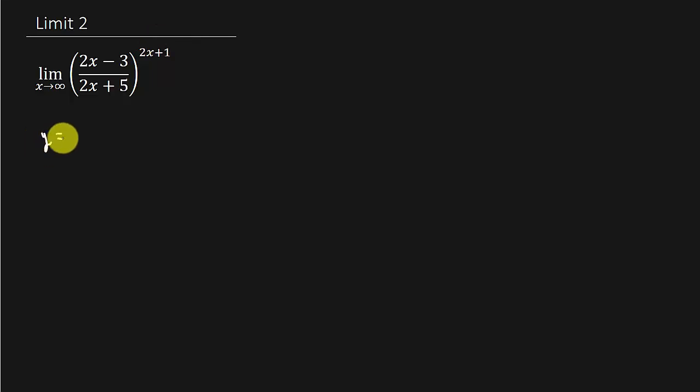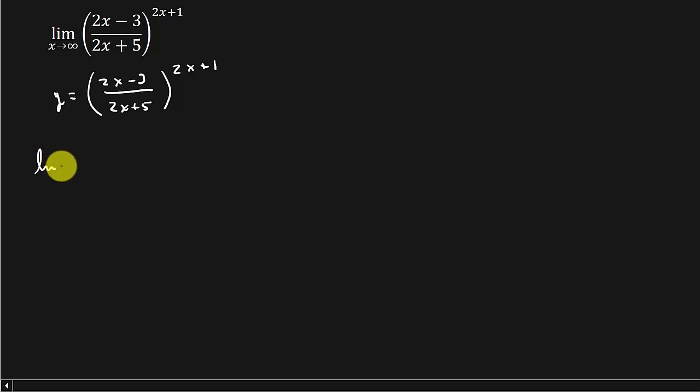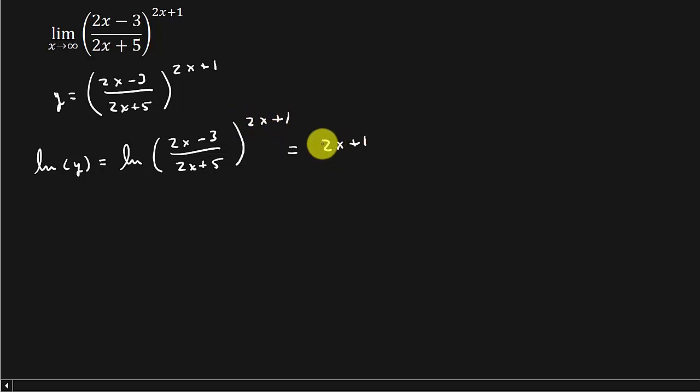So we're going to let y equal (2x minus 3) over (2x plus 5), all that raised to the 2x plus 1. Then we want to take the natural log of both sides. So we got natural log y equals natural log of ((2x minus 3) over (2x plus 5)) raised to the 2x plus 1, which equals (2x plus 1) times the natural log of (2x minus 3) over (2x plus 5). We just brought the exponent down in front.